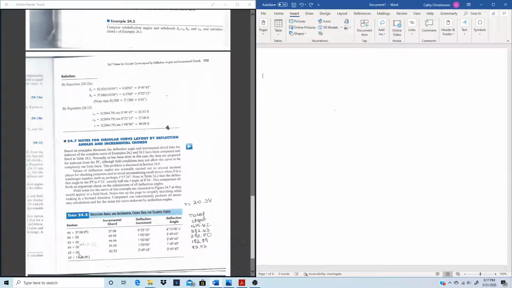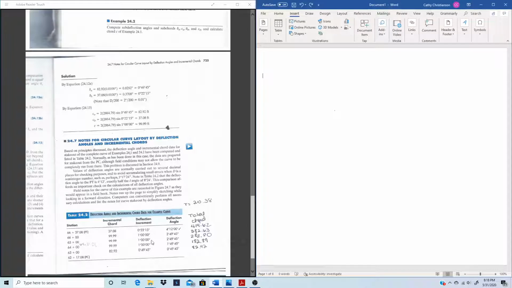Then it's wanting to know for this incremental chord, that would be the difference between the 63 and the 62 plus 1708. That's 82.92 feet. Now, to begin with, they should have put 100 here, because between 64 and 63, there's 100 feet. So typically, I go ahead and put 100, 100, and 100, and then my last one will be the difference between 66 plus 3708 and 66, which would be 37.08.